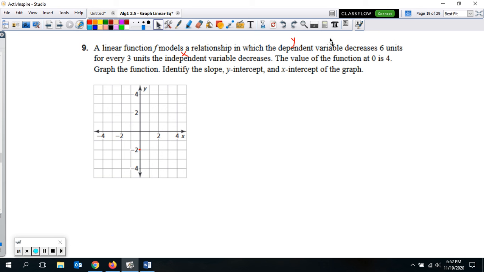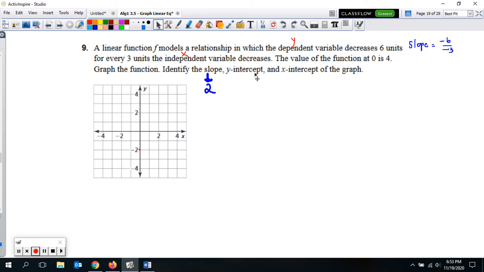So identifying slope now, it says that it decreases 6 units for every 3 units on the independent. So the dependent one, the change in y, is going to decrease 6, and the change in x is going to decrease 3. So your change in y is always in the numerator, and the change in x is the denominator. So change in y is negative 6, change in x is negative 3. And so that means our slope, if we were to simplify this, negative over negative is positive, 6 divided by 3 would be 2, so our slope is 2.